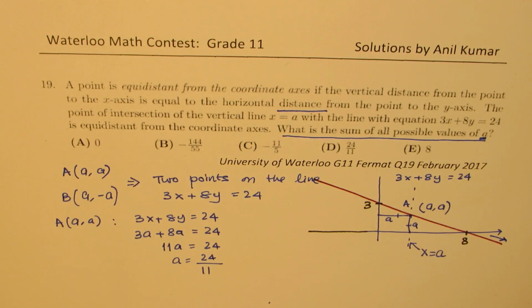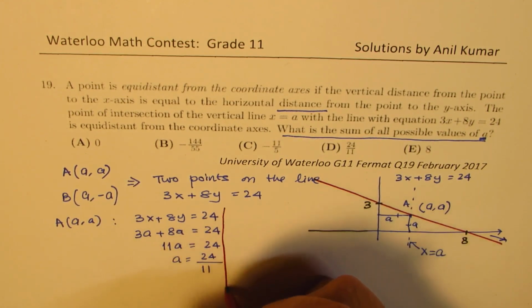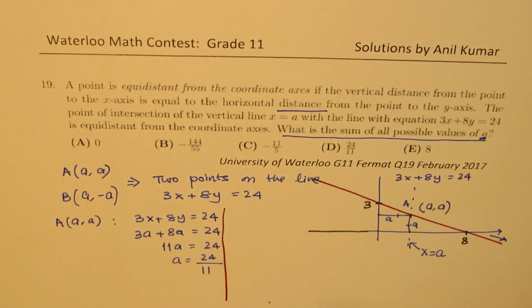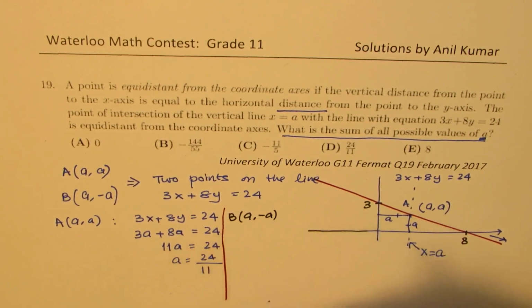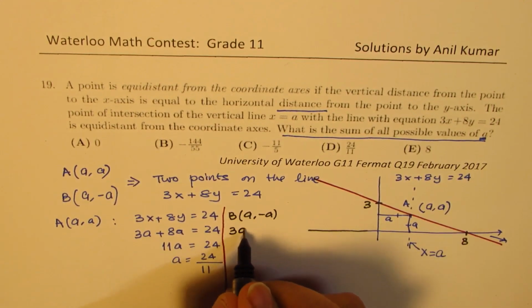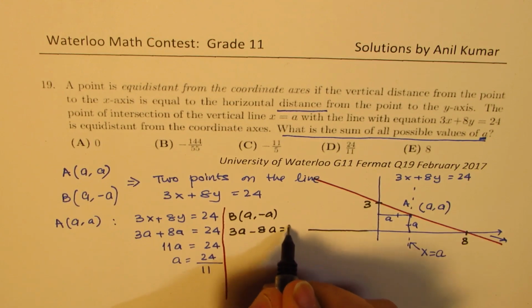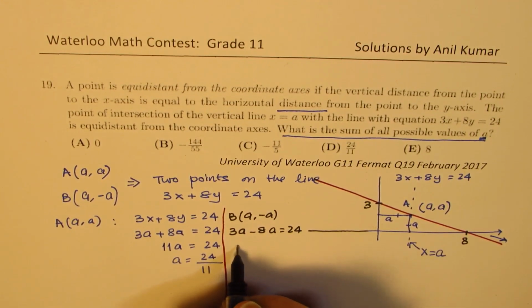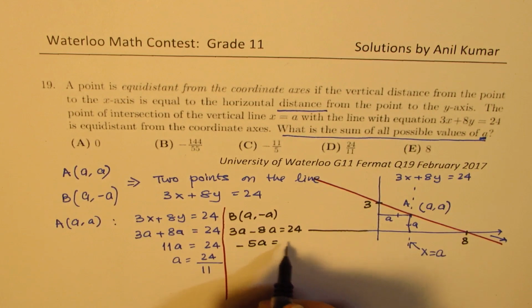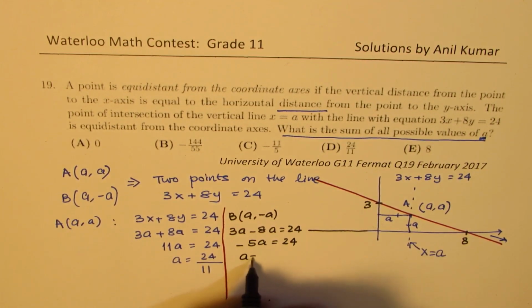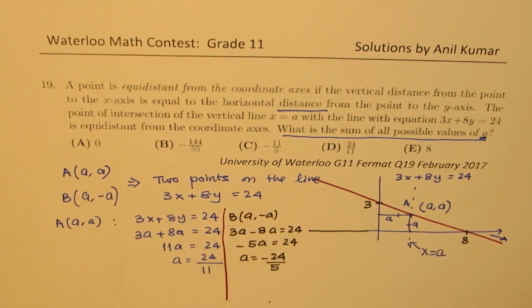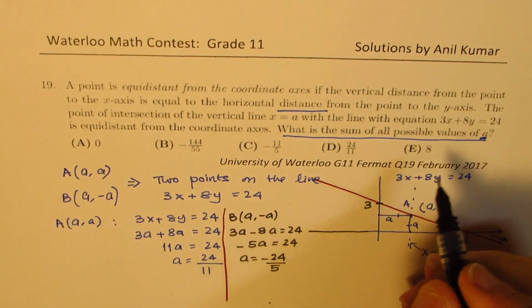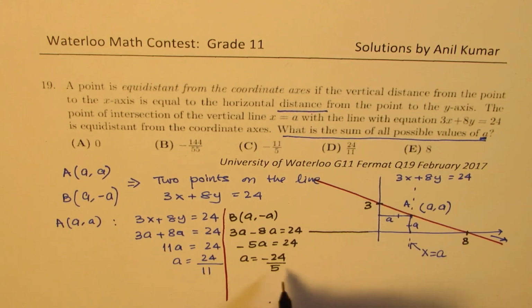Now, let us also work out the other point, which is B. So the point B is (a, minus a). The distance again is the same. So we get 3a minus 8a equals 24. So that gives us minus 5a equals 24, or a is equal to minus 24 over 5. So these are the two values of A, right? We need the sum, right? So let's add them up.